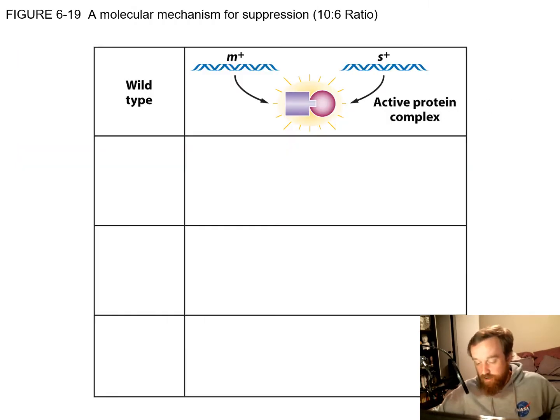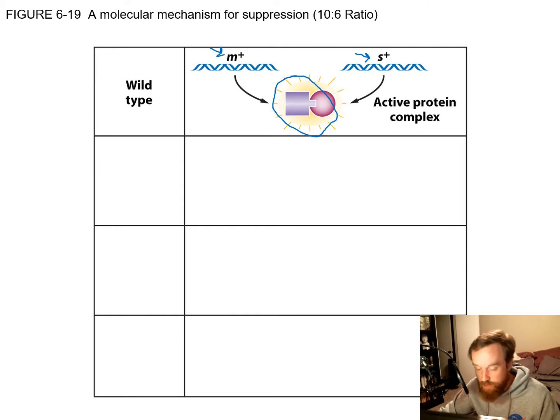Next in our deviations, we have suppression. So in this example, we have 2 different genes, M plus and S plus, and these are the wild type. And so when expressed in their wild type form, these 2 genes create proteins that work together to form this protein complex.